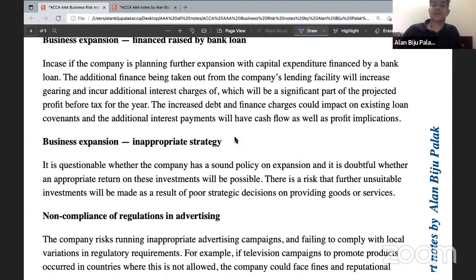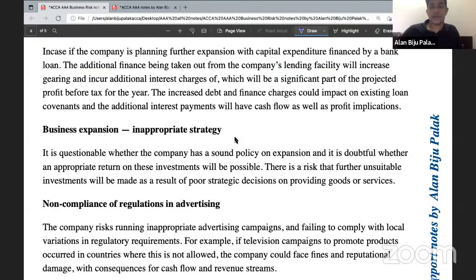And the business expansion and inappropriate strategy. Suppose a company is going for expansion, and if the strategy is inappropriate, automatically the amount spent for the new business will be completely worthless. So there is always a risk like that.